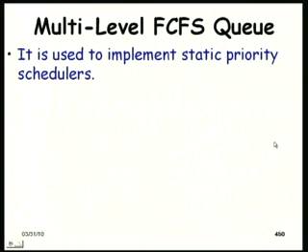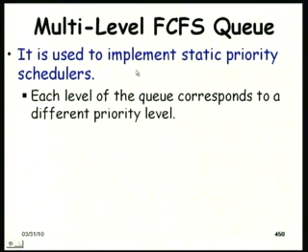Now, let us look at a rate-conserving, work-conserving service discipline. The name is multi-level FCFS queue, a popular work-conserving discipline, and it is used to implement static priority schedulers. Here, the different packets or different connections are given different priorities.